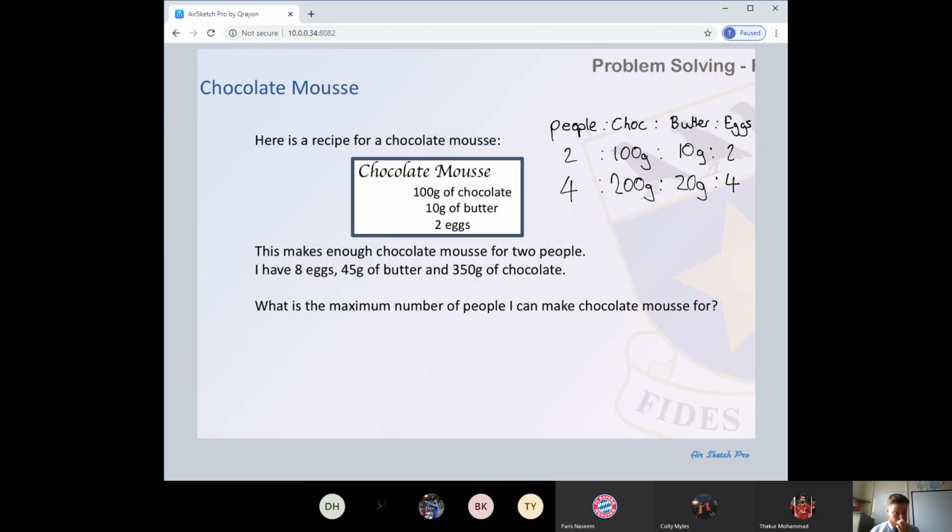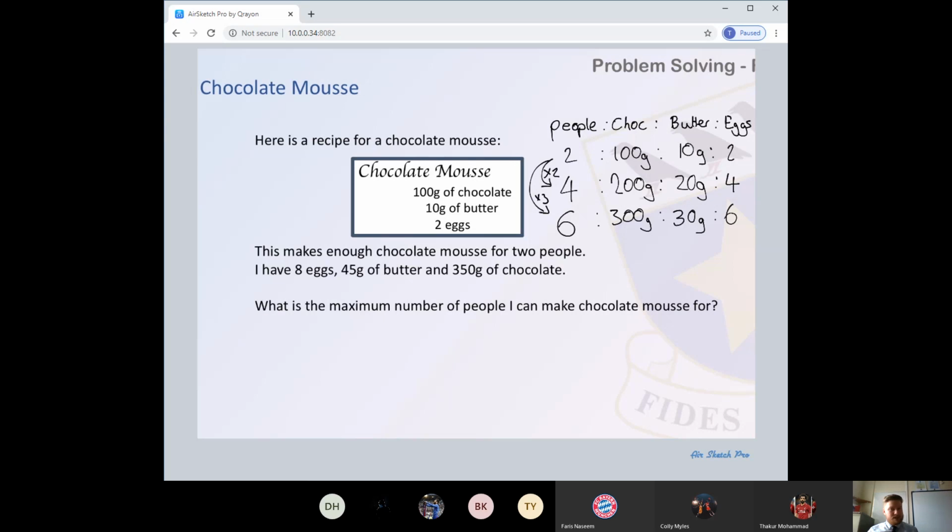Okay, so far we could make it for 4 people. We've still got plenty of the ingredients left over. So let's keep on going. Now let's add some more. Here we scaled everything up by a factor of 2. Let's scale everything up by a factor of 3. So if we had 6 people, that would take 300 grams of chocolate, 30 grams of butter, and 6 eggs.